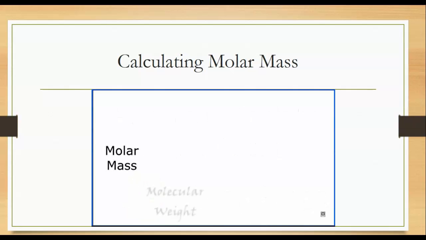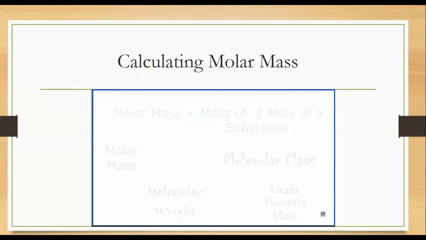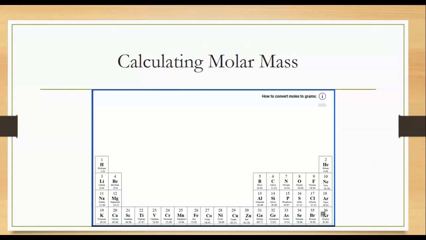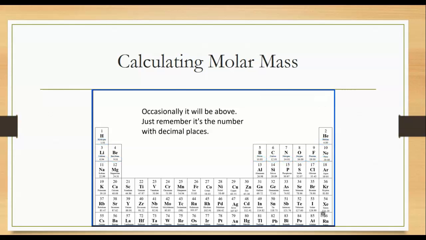First off, there are many other names for molar mass. They all tell us the mass of 1 mole of a given compound. The key is to find the atomic mass for elements, and that's right below the element symbols. Think of atomic mass as molar mass for an element.